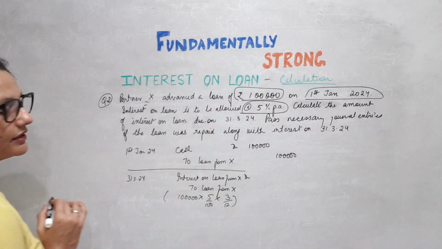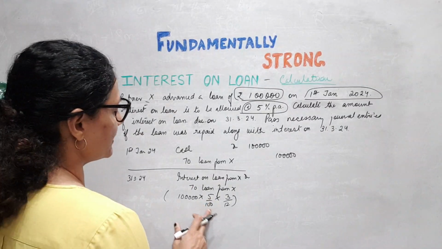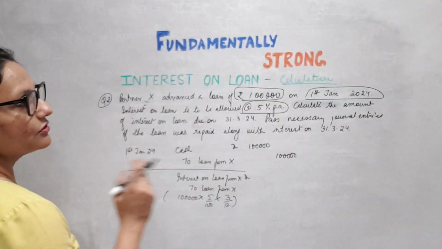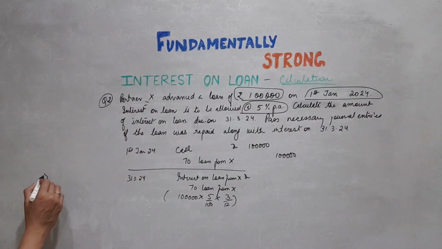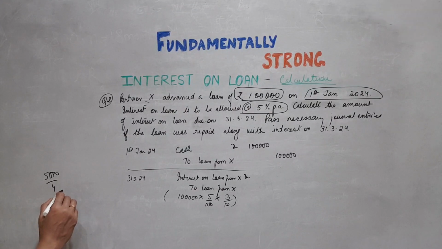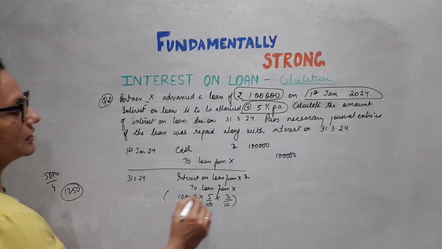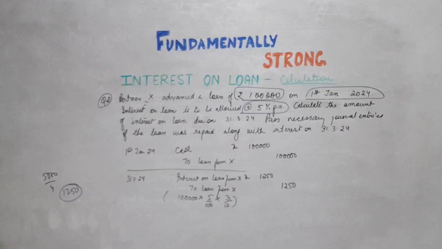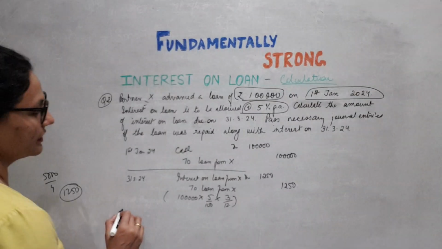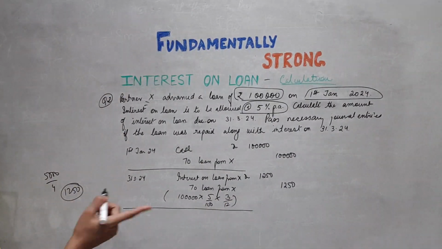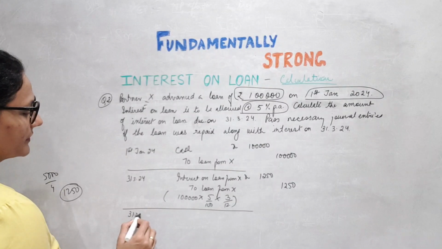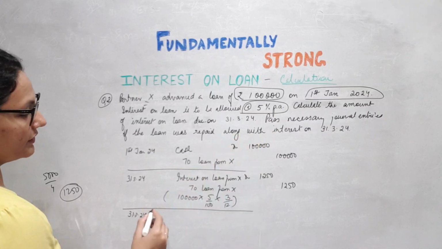So I will calculate the interest like this. 5% of this will be 5,000. 5,000 into 3 by 12, meaning divide by 4. 5,000 divided by 4 will be 1250. So 1250 will be the interest on the loan. We made it due. Now we will repay. Okay. For repayment, 31/3/24, the same date we are repaying.